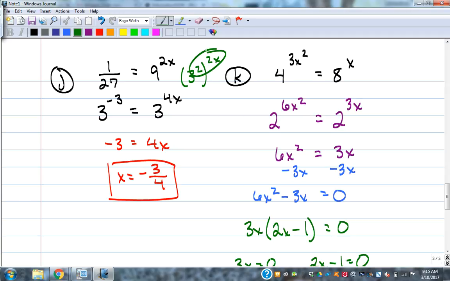These two multiply together. 3 squared is what 9 is. These two exponents multiply together to get me that 4x. That's the in-between step that was happening there, that we did kind of in your head.